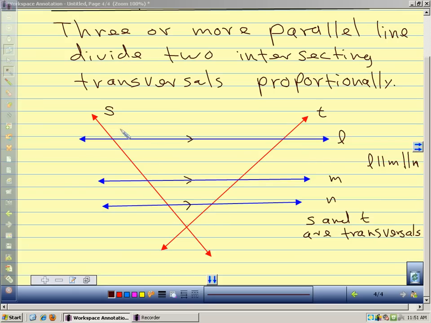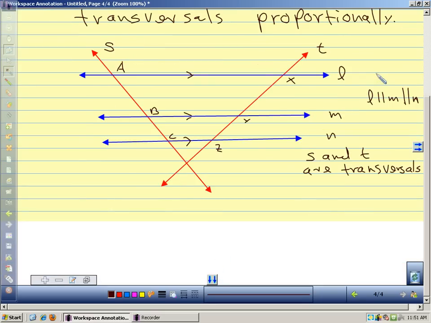Let me label some points and we'll write some proportions. This is A, this is B, this is C, and we'll call this x, y, and z. So what the side-splitting corollary tells us is if we have these parallel lines and these transversals, that we can say that AB divided by BC, so this length divided by this length, equals XY divided by YZ. So that's one proportion that we can write from this.